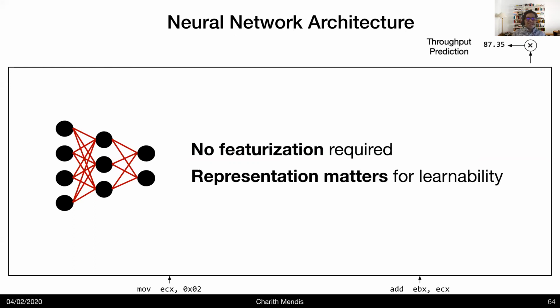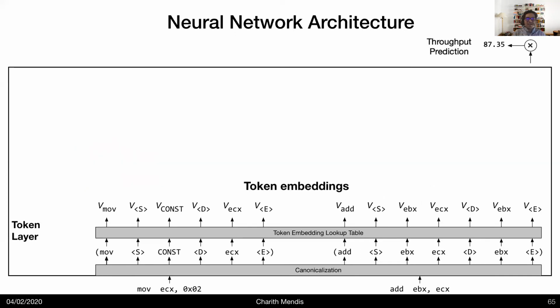And secondly, as in the case of the learned vectorizer, representation matters a lot for learnability here. We tried out a bunch of representations, but here I'm going to show you the representation that performed the best. More specifically, we used a hierarchical recurrent neural network formulation. Once you get the raw assembly instructions as input, first you are going to tokenize it into operands and opcodes.